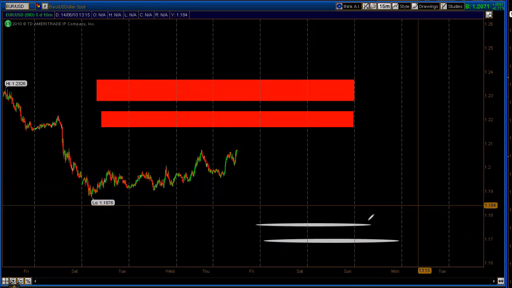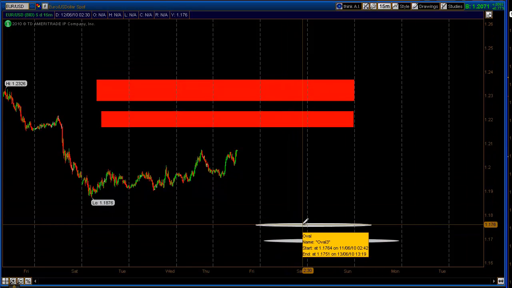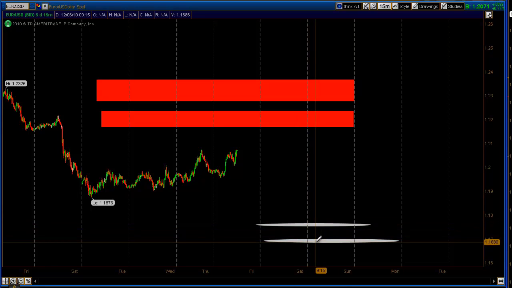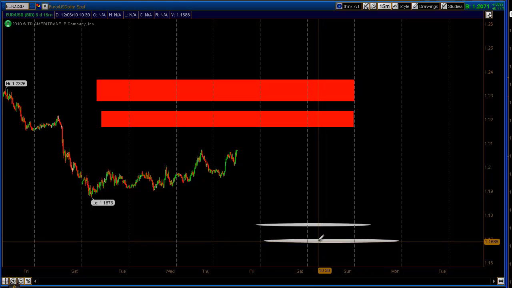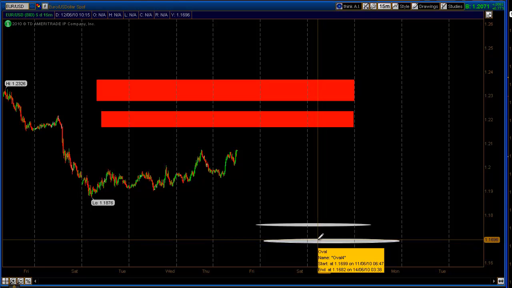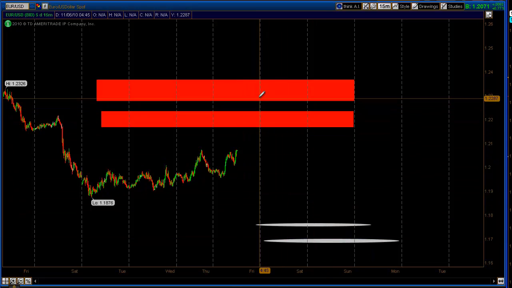Targets on the euro. We've got the smaller time frame at 117.60 and the larger time frame at 116.90s. Okay, 116.90s is the target on that one. So some very large moves setting up. Very interesting here on the euro with both of these so close together.